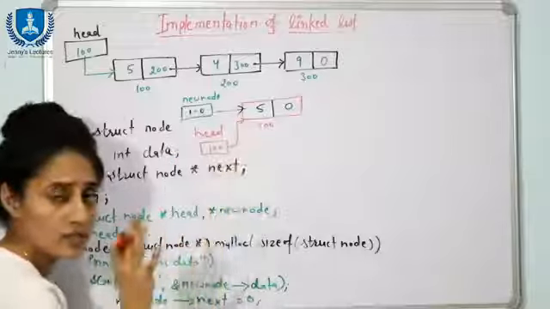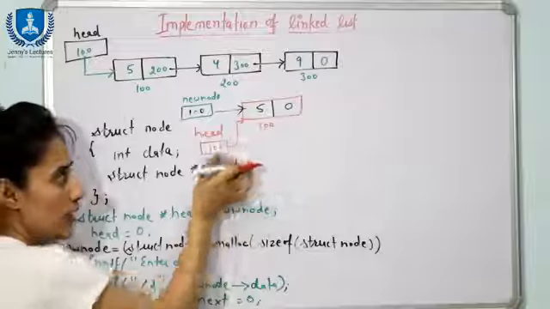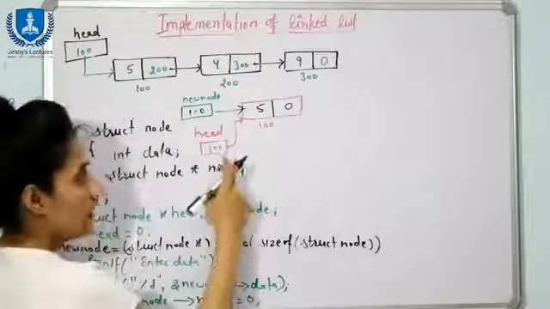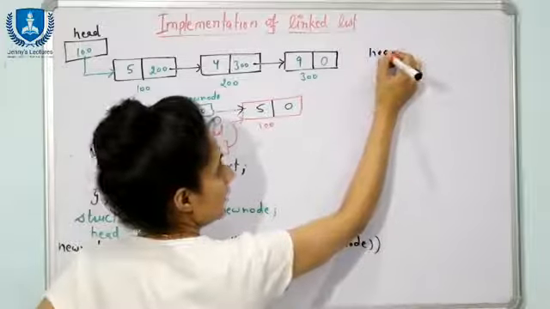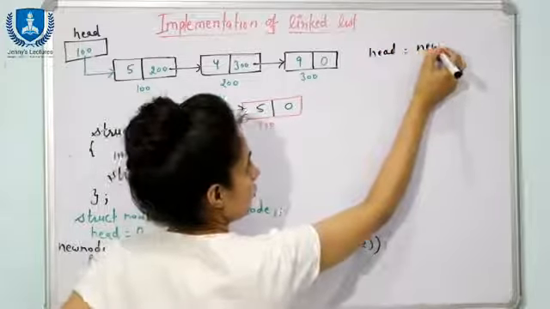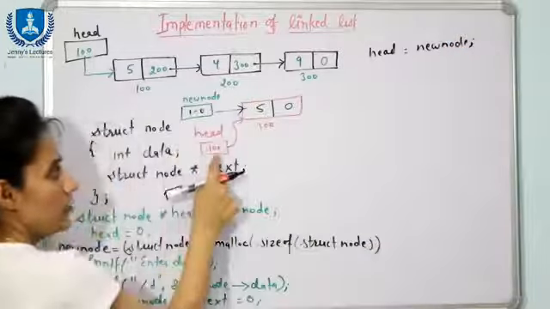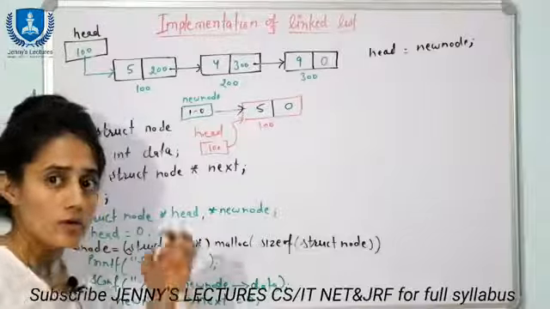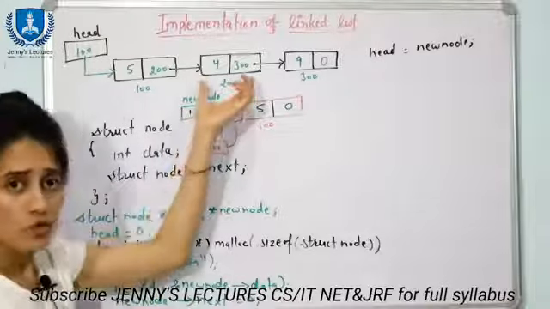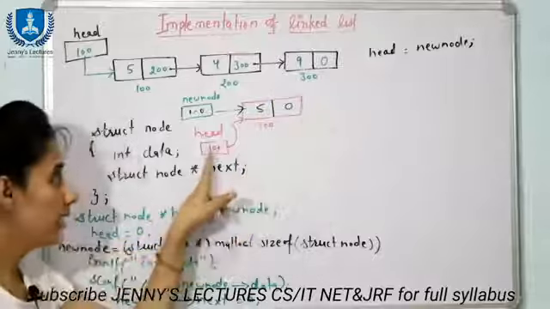So now the list has only one node, that is this one, and head contains the address of this. So how can we write this? Simply head is equal to new node. This 100 would be stored here and head is going to point here. Now suppose you are going to create another node and insert it here. In that case head is not null.